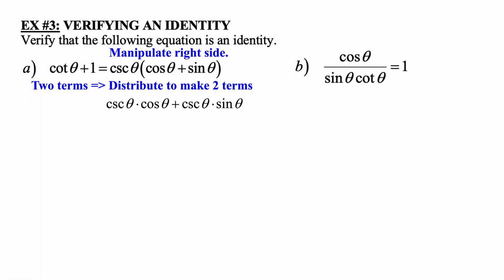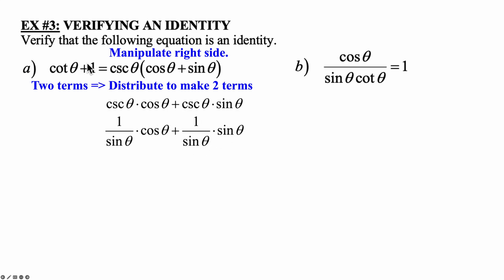Okay, now here's my goal. Got to think about where we're heading. Once we do this multiplication, we probably want to go to sines and cosines, and we want to see these answers appear. So cosecant theta is 1 over sine theta. 1 over, hey, perfect. Look over here on the right. 1 over sine theta times sine theta, that's going to cancel out.